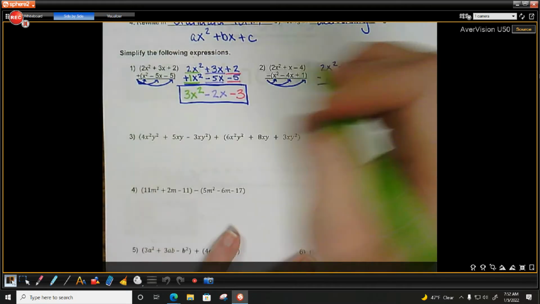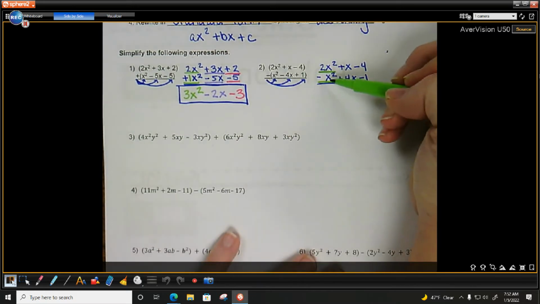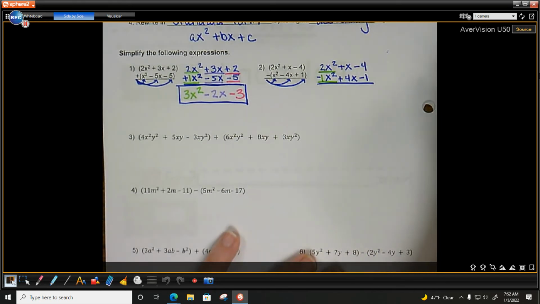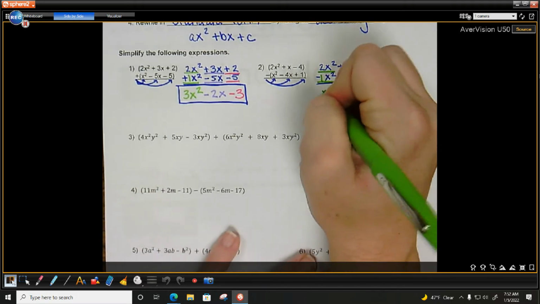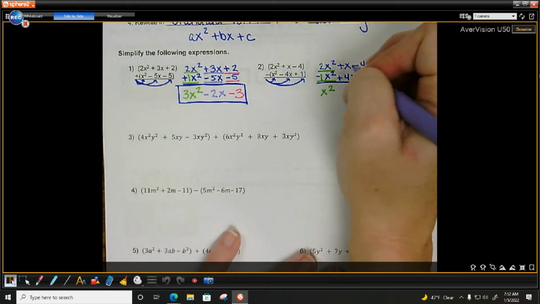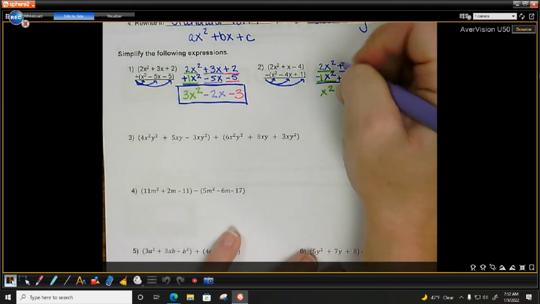I have an x squared term minus an x squared. The x squared doesn't have a coefficient, so it has an understood coefficient of 1. What's 2 minus 1? 1. Do you have to put a coefficient of 1? No, so I'm just going to put x squared. Would it be wrong if you put 1x squared? No, but this is more simplified. This x doesn't have a coefficient, so I'm going to put a what there? A 1 in front, plus 4x.